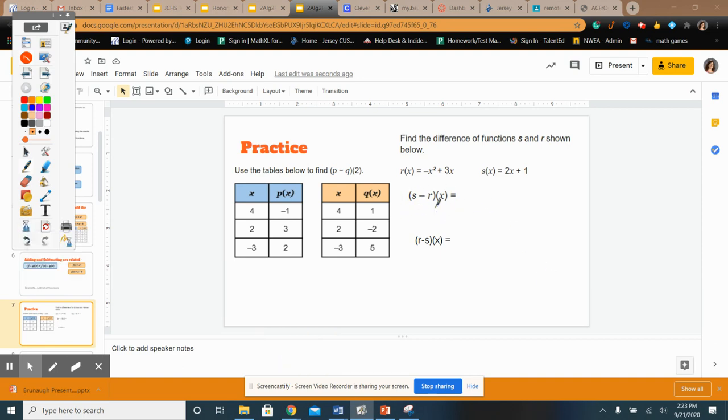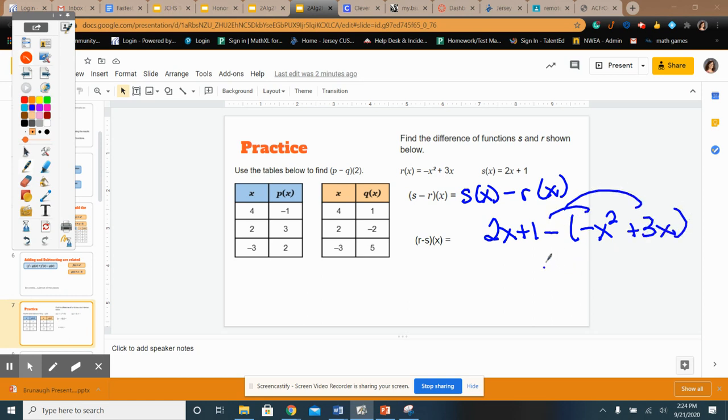Let's try these next guys. They want a rule this time. So we're going to take s minus r. We're going to be careful with subtraction because order matters and we have to subtract all the pieces. This is the same thing as s of x minus r of x. So s of x is 2x plus 1 minus, in parentheses, r of x, which is -x squared plus 3x. Subtract all the pieces, or distribute. So it becomes a plus x squared and now a minus 3x. Combine like terms: x squared minus x plus 1.